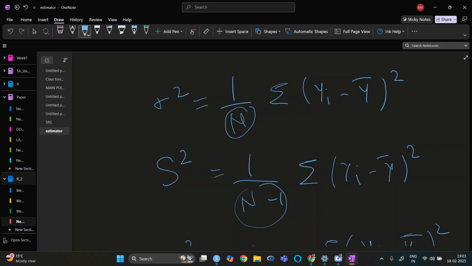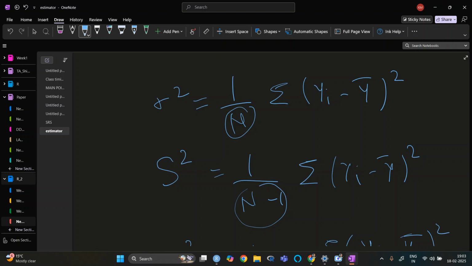There are two types of these variances, which we get with two methods when we do the sampling: likelihood and least square. We see that 1 upon n minus 1 is basically the unbiased estimator, and not 1 upon n. I'm not giving any proof here. You can go through the slides for the proof.